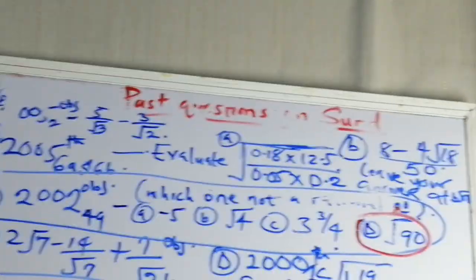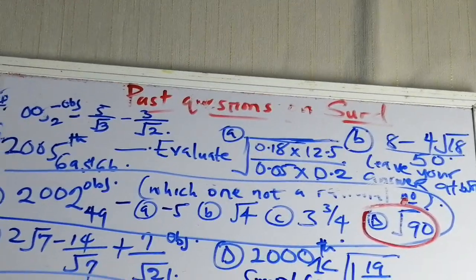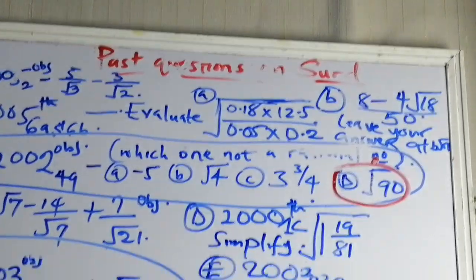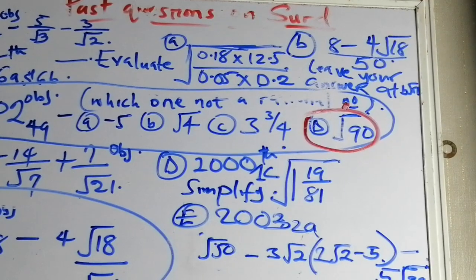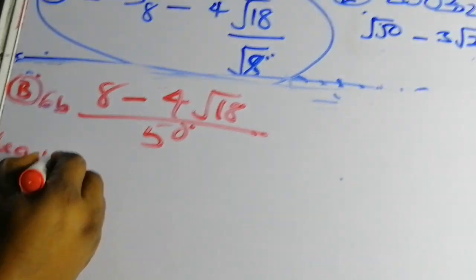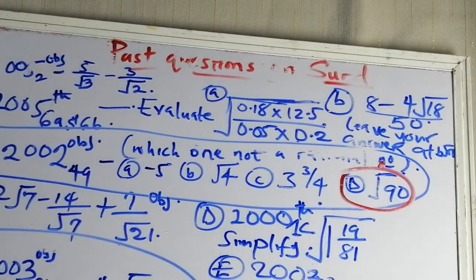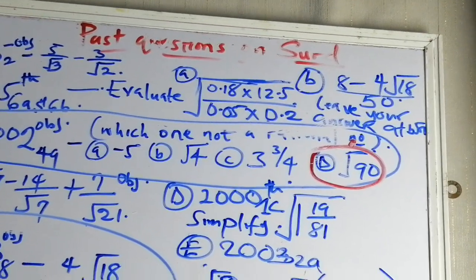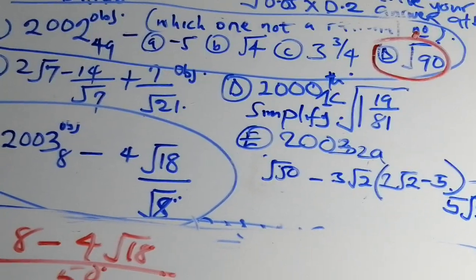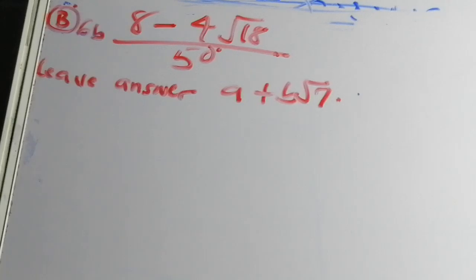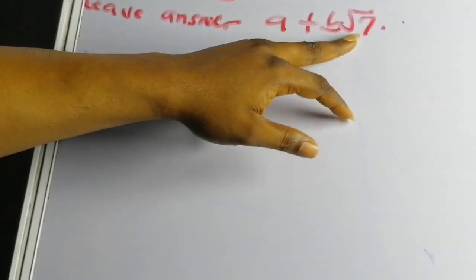So that is under 2005, we are moving to 6B, and this is 6B here. They said for the B question, that's 6B: 8 minus 4 root 18 over 50, if I'm not mistaken. And they said we should leave our answer in the form of A plus B root 7. I don't know what's there. Okay, let's say 7. So they say we should leave our answer in the form of A plus B root 7. So let's assume it's 7.